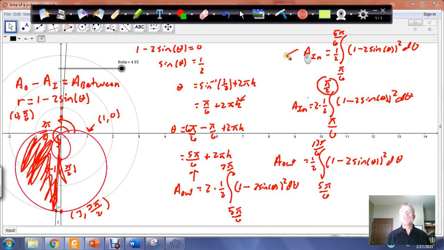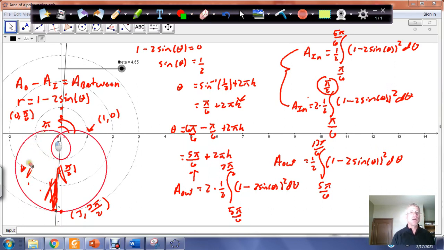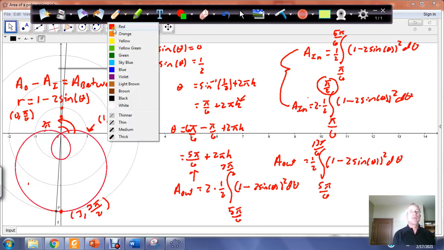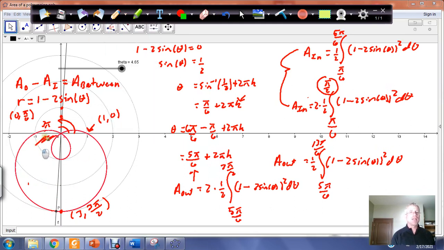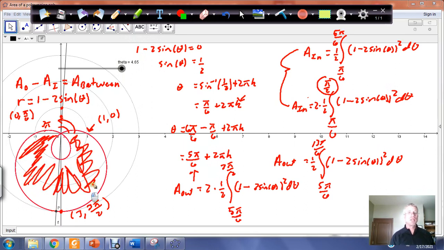So again, 2 different ways of calculating the area of the inner, 2 different ways of finding the area of the outer. I'm not going to evaluate the integrals. You know how to evaluate those integrals, but the idea is to get the area between the 2 curves, which is what we're after. We need the area of the outer minus the area of the inner to give us the area that is between the 2 curves.